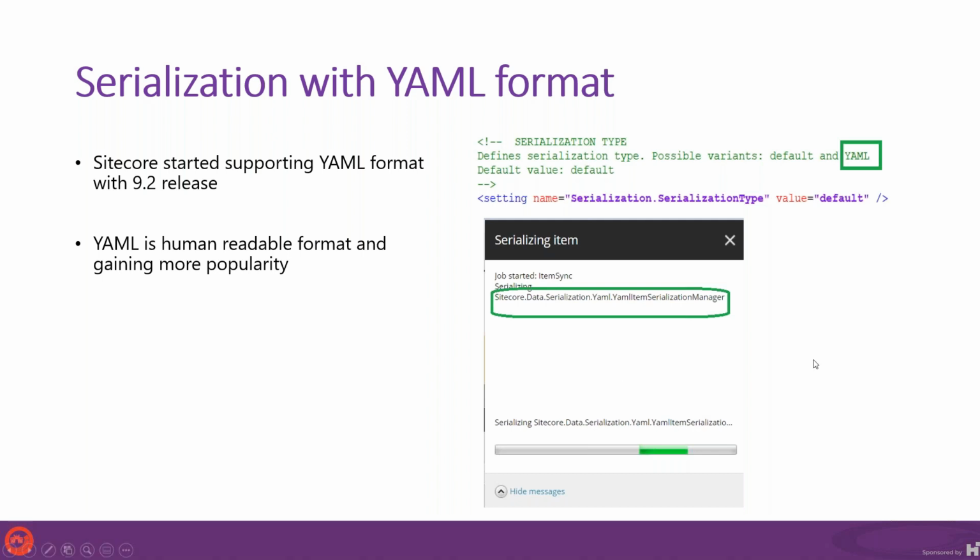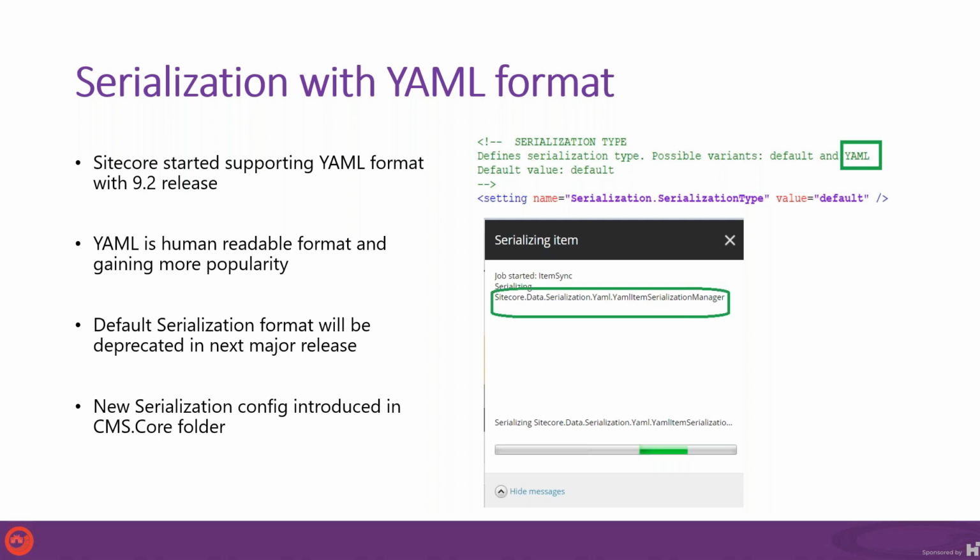Also note that in the configuration, you can find the serialization type; the default is the one currently, and YAML is an option. You can choose that here. But in the next major release, the default one will be completely deprecated and YAML will be made the default serialization type. And also in 9.2, you can find a new serialization config under the cms.core folder. You can find that under the app config folder.